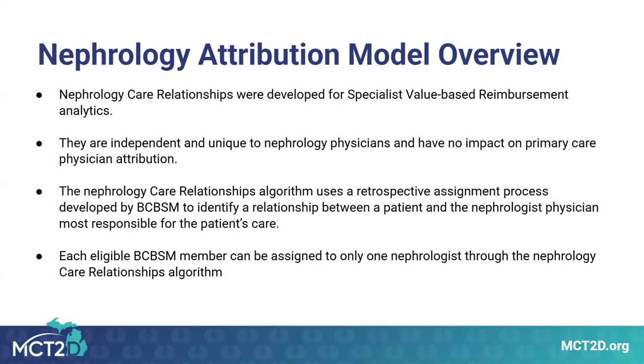So this uses an algorithm that we'll review on the next slide that does retrospective assignment to a nephrologist based on their relationship and how often they're seen, to try to link a patient to the physician who is considered most responsible for the patient's care. And through this, each patient is only assigned to one nephrologist. So within the collaborative, a patient may be assigned to multiple specialists or different specialists, a PCP and a nephrologist, but there will always only be one nephrologist that a patient is assigned to.